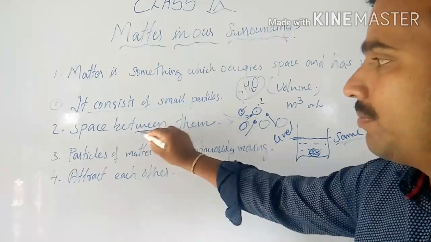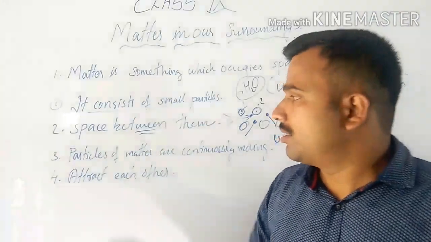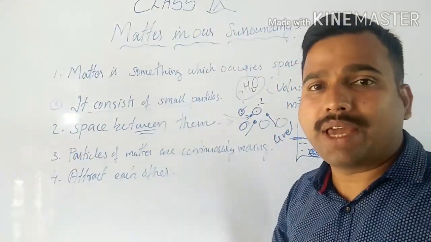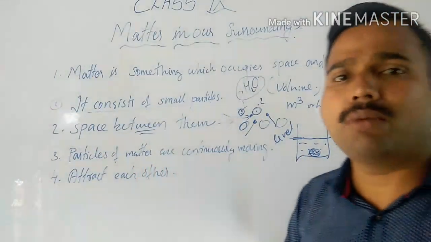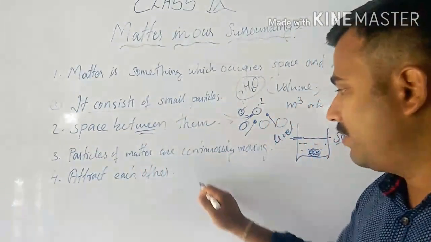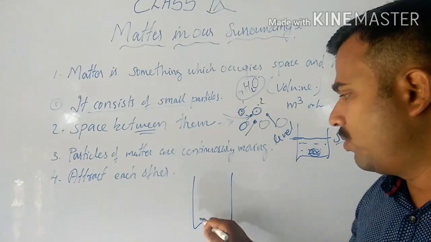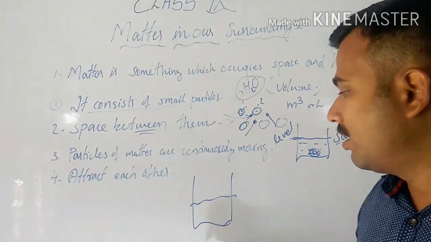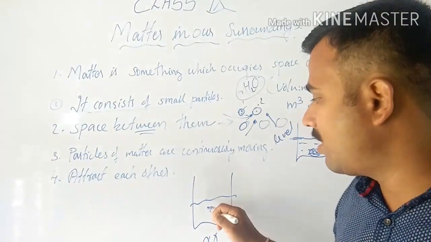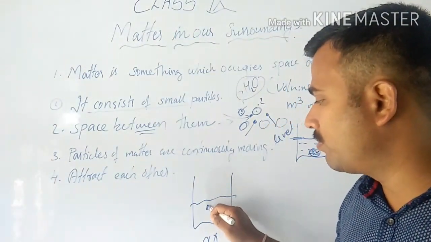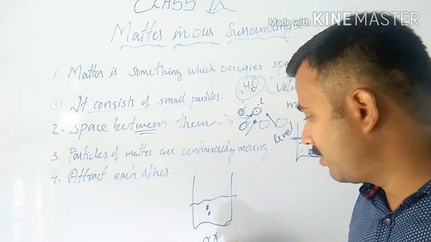So we can prove that particles of matter have empty space between them. Then the third one, particles of matter are continuously moving. For that, we took a small amount of water in a beaker. Suppose we start heating this beaker, after adding a few drops of ink. What will happen?